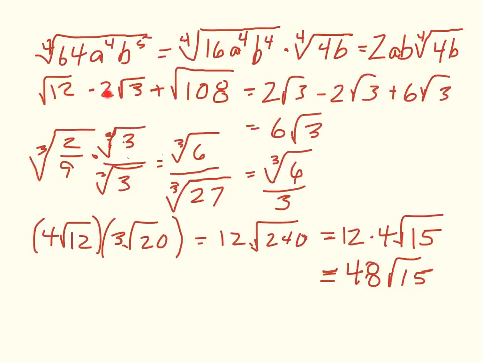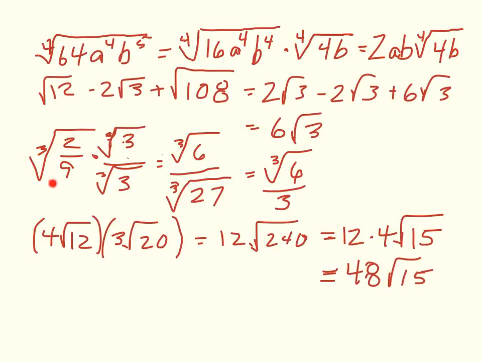We could also add these together, and the easiest thing to do is to get them all with the same radical underneath the radical. So I simplify the square root of 12 to be 2 square root 3. That's already got a radical 3, and square root of 108 is 6 times the square root of 3. So then now the square root of 3's act like a variable, and we have 2 minus 2 plus 6 is 6 square roots of 3.